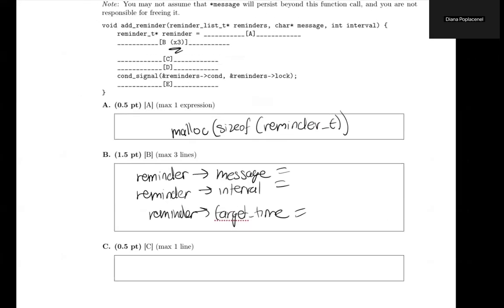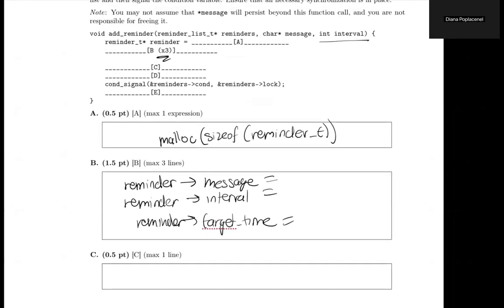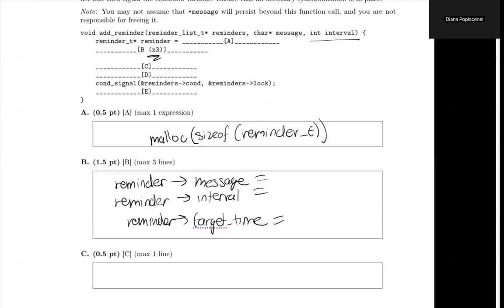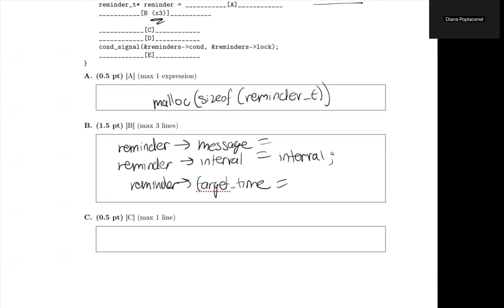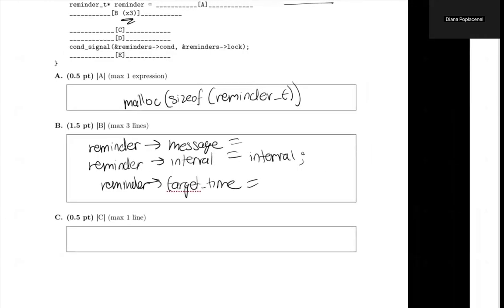So starting with the interval, that's pretty clear. It's given, the interval variable here is a parameter, already specified. So we just set it to interval. And then our target time. So if we look at the example where at time 100, we schedule help with an increment of 10, we know that the target time in this case would be 110, meaning at time equals 110 seconds, we want to print out help. So we're going to add the current time to the interval.